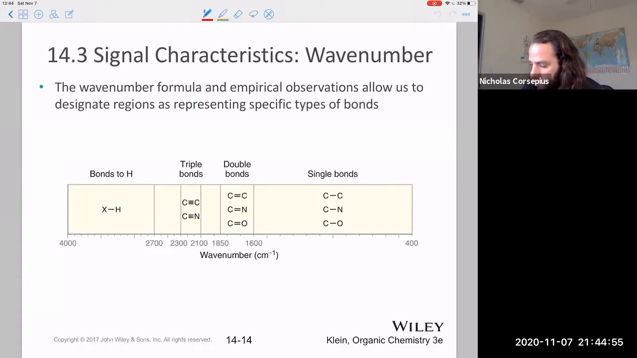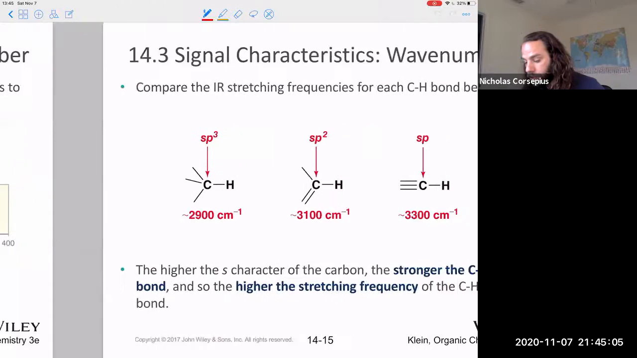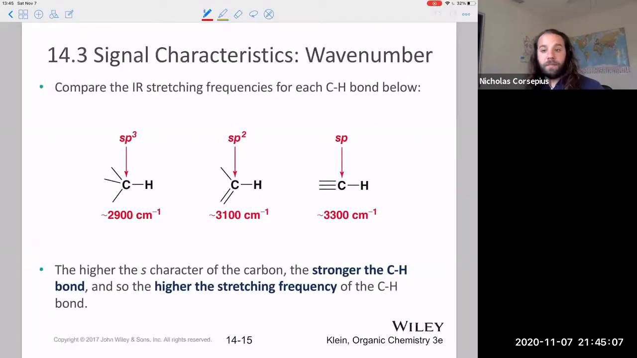These are going to fall in this region here, right? Bonds to H, so between 2,700 and 4,000, okay? So there's three different possibilities that we can have with our carbon-hydrogen bond. By far the most common is going to be the sp3 carbon-hydrogen bond, right? So we'll see that these change slightly depending on the hybridization of a carbon. So an sp3 hybridized carbon bound to a hydrogen will absorb around 2,900. This is going to be the most common one. You're going to see this in every IR spectra you take, just about.